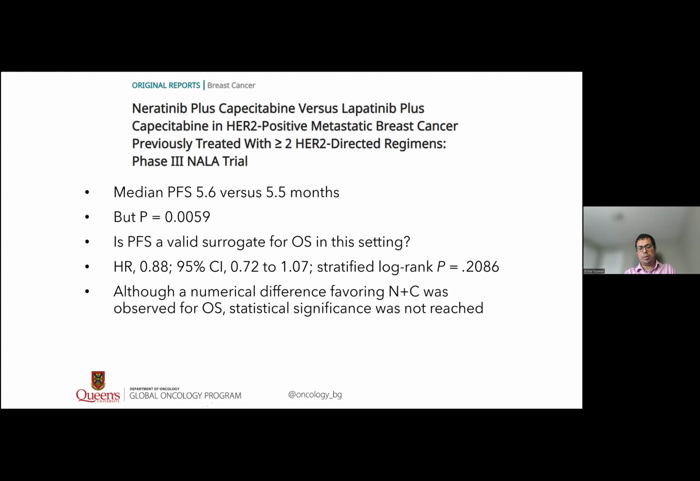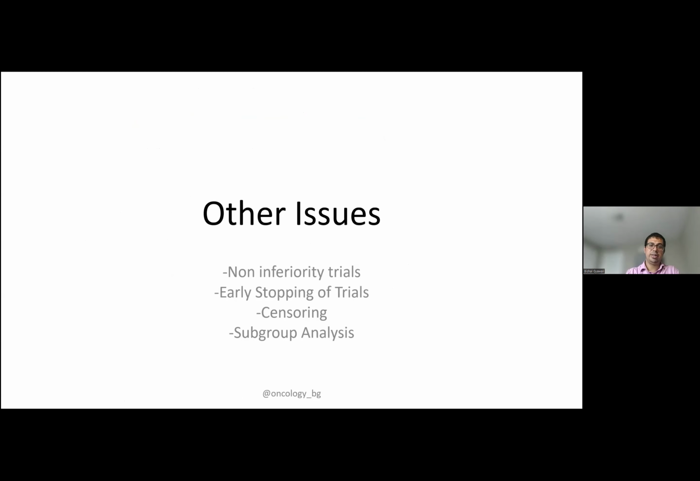The other question sometimes people ask is, is PFS a valid surrogate here? But I think that question does not even need to be asked. That's such a small PFS benefit. You don't even need to care for OS here. But if you do, then OS, of course, did not improve. But this is how they concluded, by the way. They said, although a numerical difference favoring neratinib was observed for OS, statistical significance was not reached because their OS was negative. But they did not want to say OS did not improve. They said there was a numerical difference.